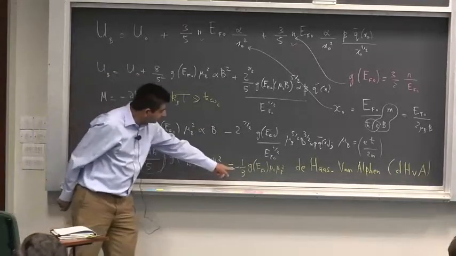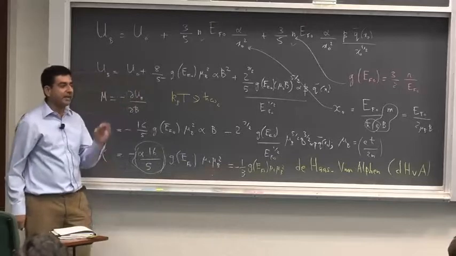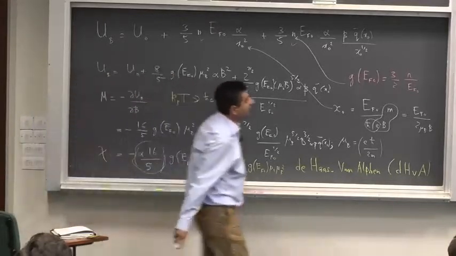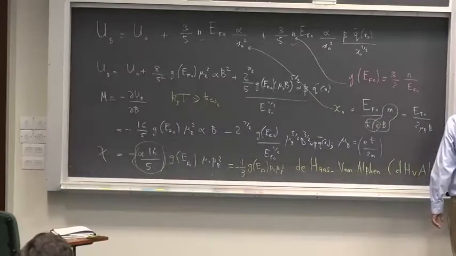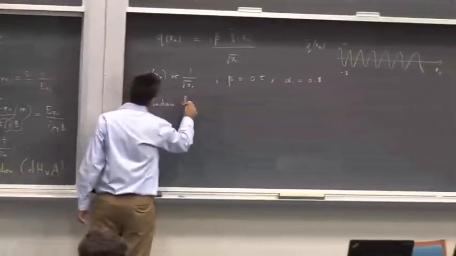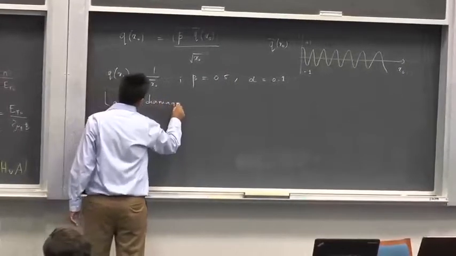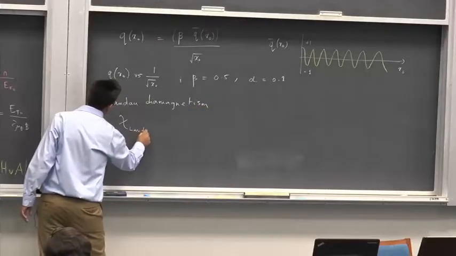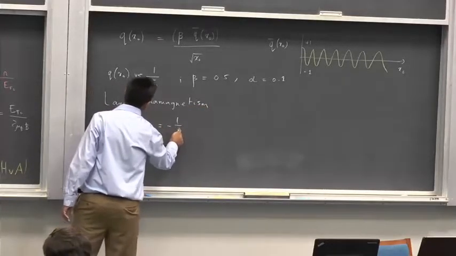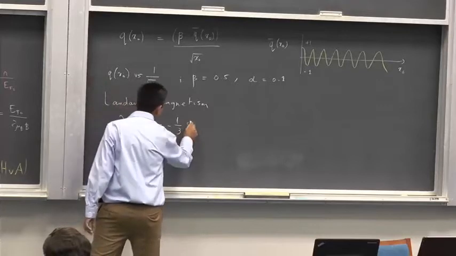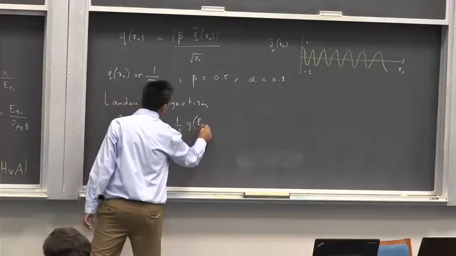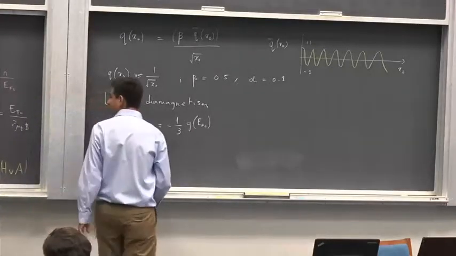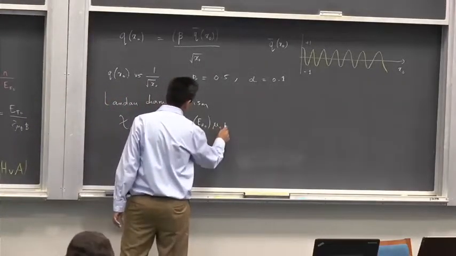This susceptibility is first of all negative, so it represents a diamagnetic effect. This kind of diamagnetism is called Landau Diamagnetism. So this susceptibility, the Landau Diamagnetism, is minus 1 over 3 G at EF naught. Once again it depends on the density of states at the Fermi level, at 0 Kelvin, mu naught mu B squared.